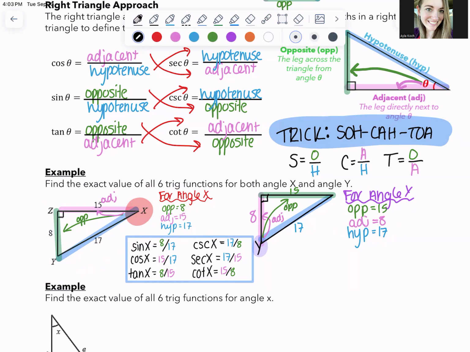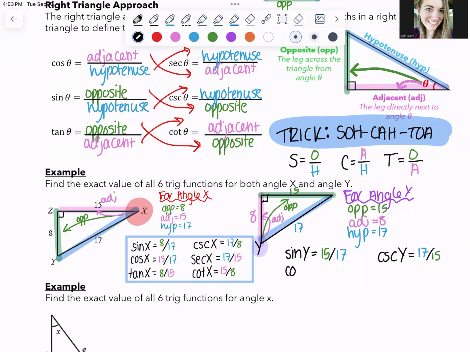So let's see what that does for us. We're talking about angle y now. Sine of angle y, that's opposite over hypotenuse. Opposite is 15 divided by the hypotenuse, which is 17. We'll do the soulmate, which is cosecant. So cosecant of angle y is just the reciprocal, 17 divided by 15.